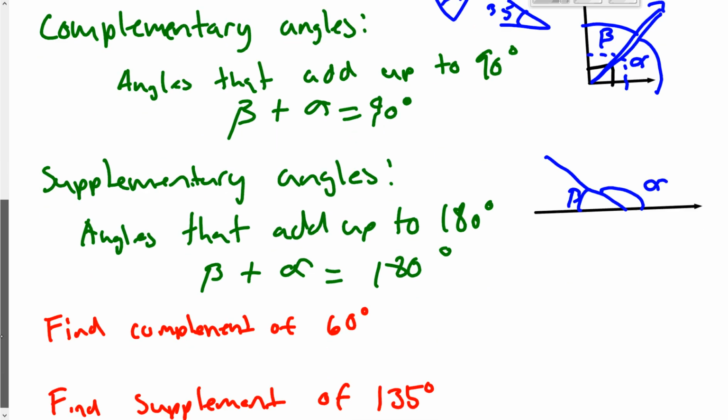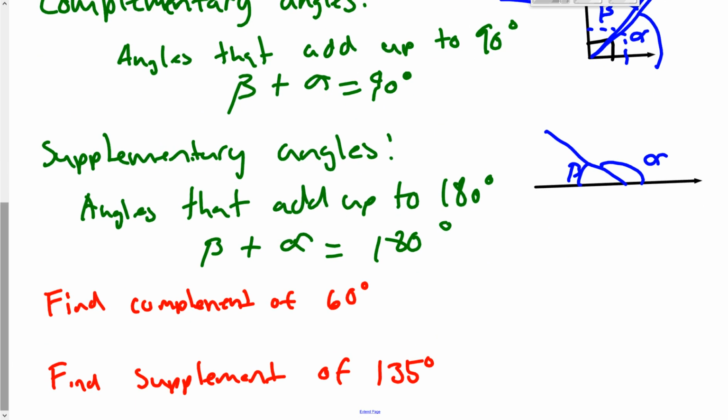So here's a question. Find the complement of 60 degrees. What plus 60 is 90? That's 30. So the complement of 60 is 30, because 30 plus 60 is 90. Find the supplement of 130, 135.